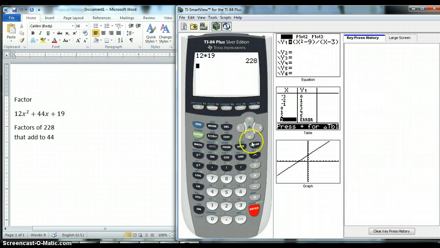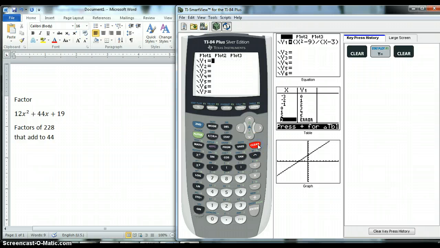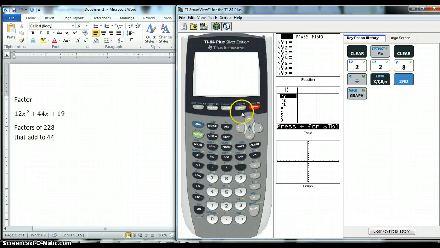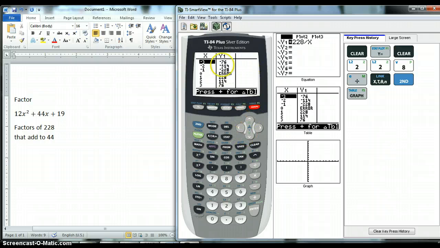So what we want to do is clear everything off. We're going to go to the y equals screen. And if you have anything in your y1, go ahead and clear that out. And we're going to put our key number, which was 228. We're going to put 228 in, and we are going to go divided by x. And what that's going to do is take our key number 228 and divide it by a bunch of different numbers. So when we scroll over to the table, we can see we have this big list of numbers, right? And we want to find the ones that add to positive 44.